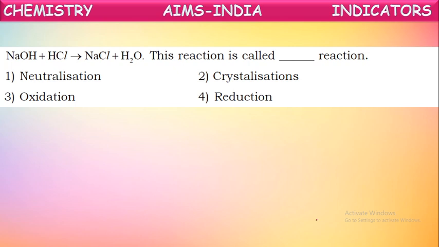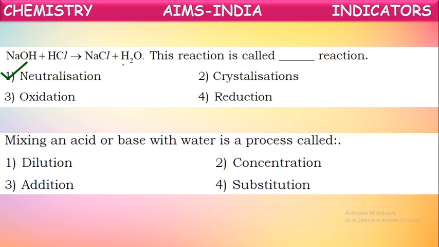Next, sodium hydroxide plus hydrochloric acid gives sodium chloride and water. What is this reaction called? See what is happening in this reaction. A base, sodium hydroxide, reacting with an acid, hydrochloric acid, and forming a salt, sodium chloride, and water. This kind of reaction in which a base and acid react together to form a salt and water as products is called a neutralization reaction. It is a neutralization reaction.